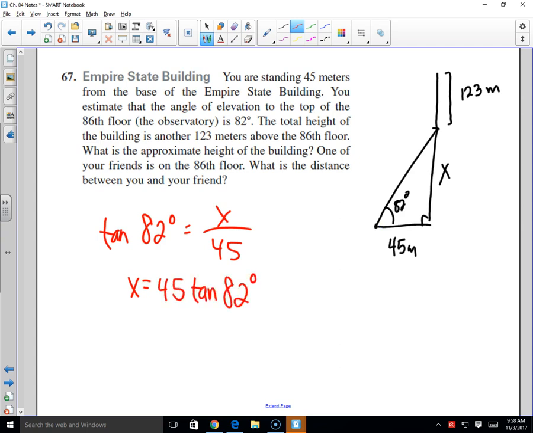Plus 1. Yeah. Degree mode. But what's the height of the building? That plus 1. That plus 123. So I could say the height of the building is equal to x plus 123. Someone plug and chug that into your calculator if you have not yet already. But there's also the question, what's the distance between you and your friend? We'll get to that in a second. PS 1. This one is 450? No point?